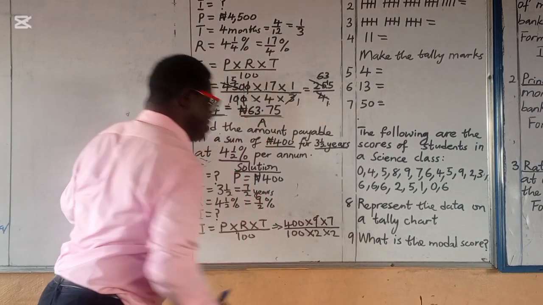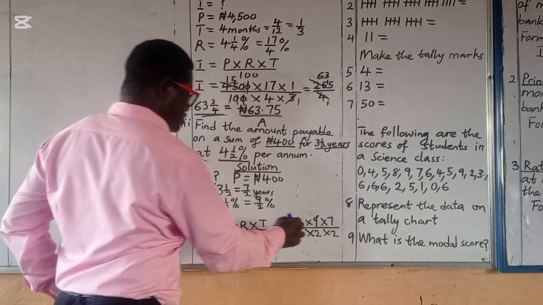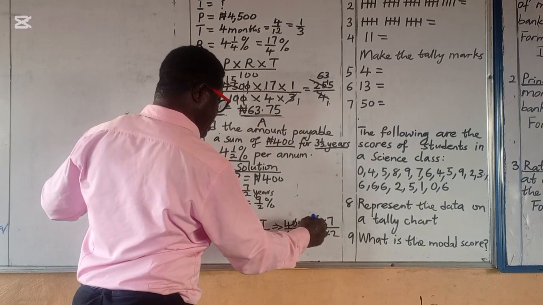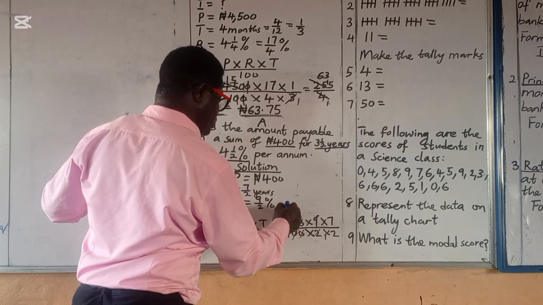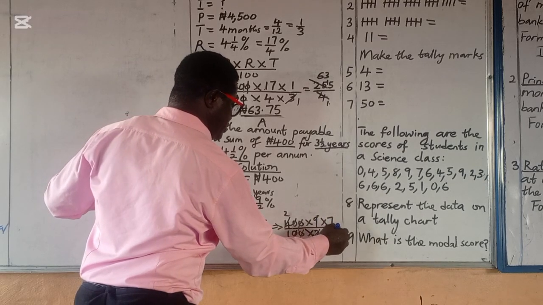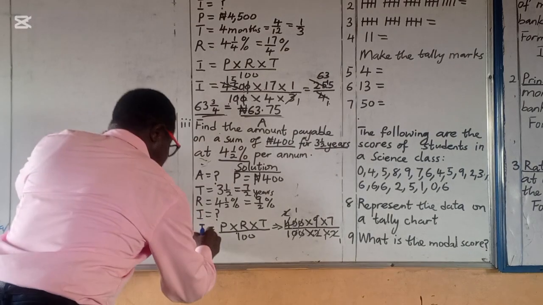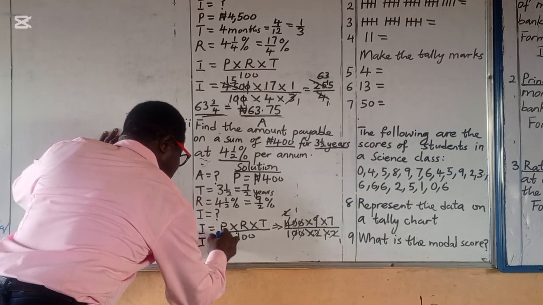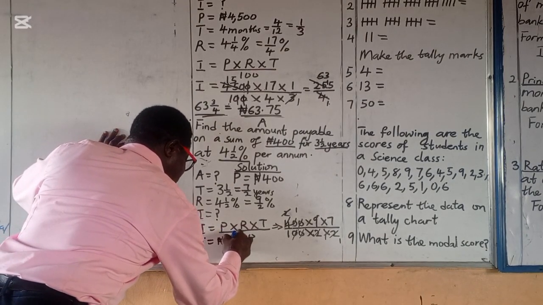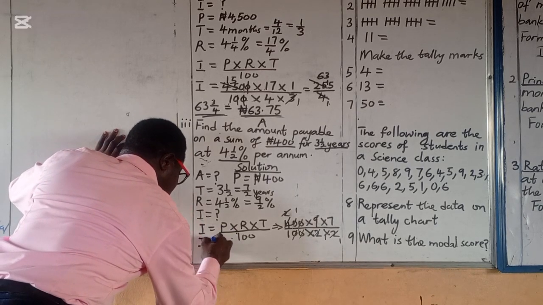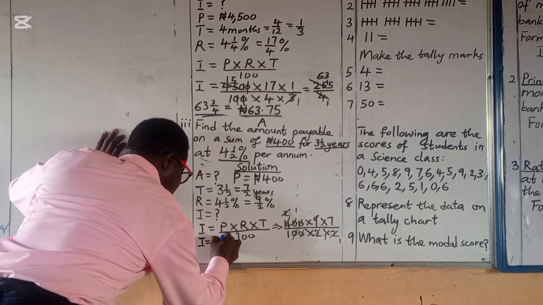You see that? So 0 will cancel 0, 0 will cancel 0. 2 in 4 is 2, 2 is still going. 1 here, 1. So 9 times 7 is 63. Wow. So our interest is 63 naira. Do you see that? Our interest is what? 63 naira.